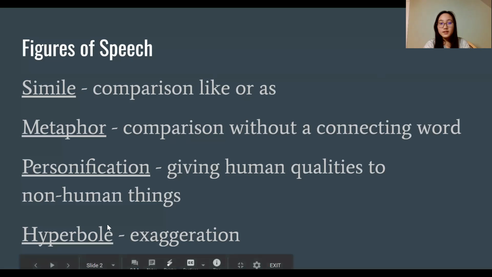Next, we have hyperbole. A hyperbole is just any exaggeration, and most of the time it's an impossible exaggeration. So you could say, I'm hungry enough to eat a horse. Realistically, you could never possibly eat an entire horse, which is why this is an exaggeration and an example of hyperbole.